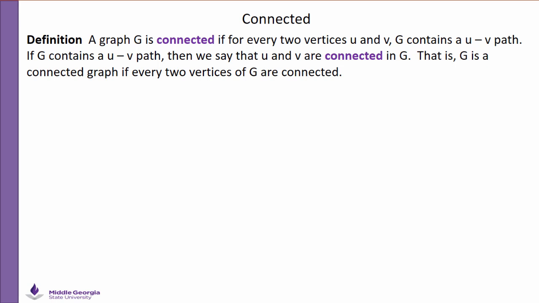And finally, we will get back to what it means to be connected. Definition. A graph G is connected if for every 2 vertices, U and V, G contains a UV path. If G contains a UV path, then we say U and V are connected in G. That is, G is a connected graph if every 2 vertices of G are connected.